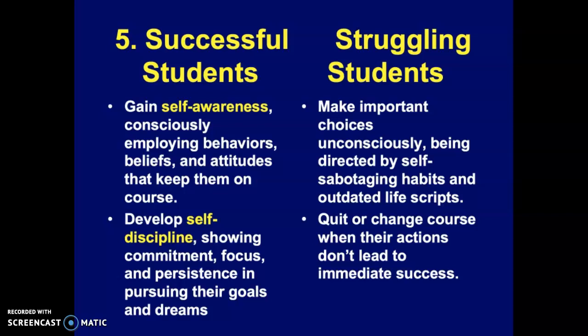Now we're going to talk about success behaviors 5 through 8. Successful students gain self-awareness by consciously employing behaviors, beliefs, and attitudes that keep them on course. What that means is successful students think consciously about their role as a college student and what they can do to maximize their potential as a college student. So what they tell themselves, their beliefs, the attitudes that they have about it, and the behaviors that they carry out based on those beliefs and attitudes. That involves the way that you think about Modesto Junior College, for example.